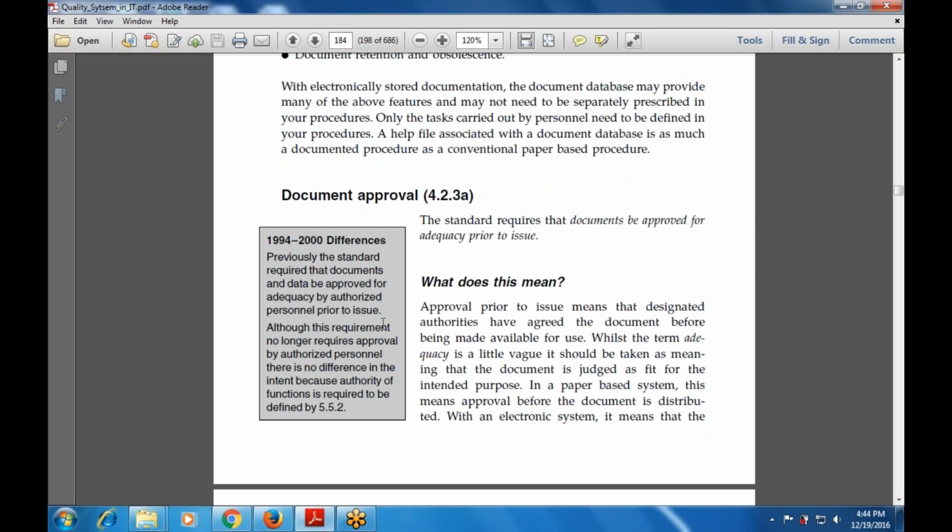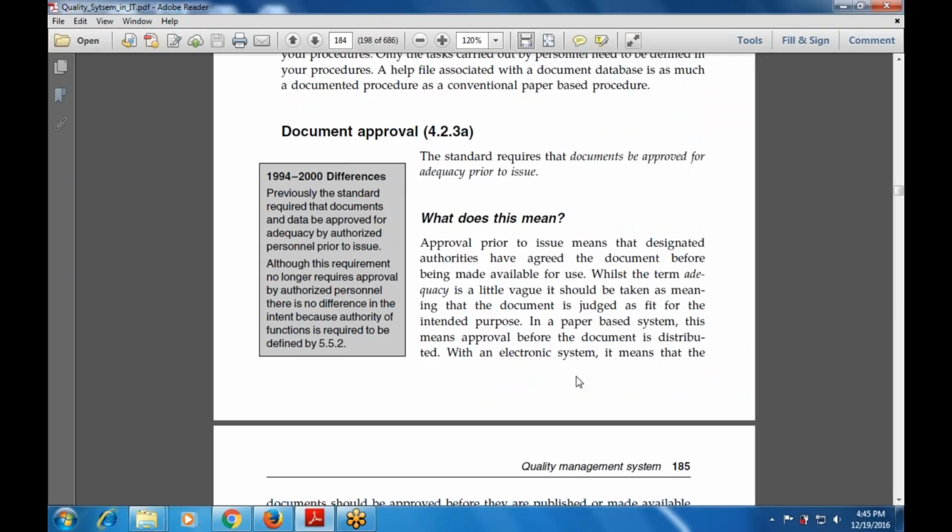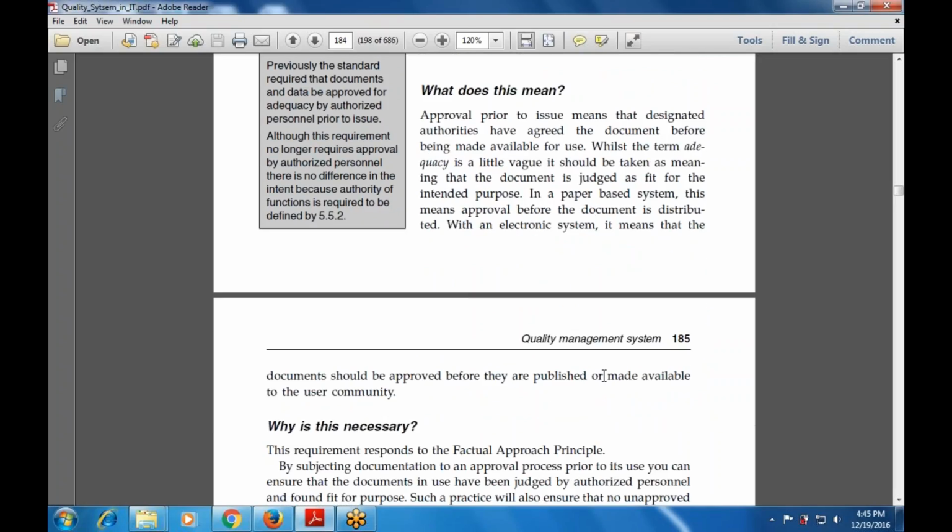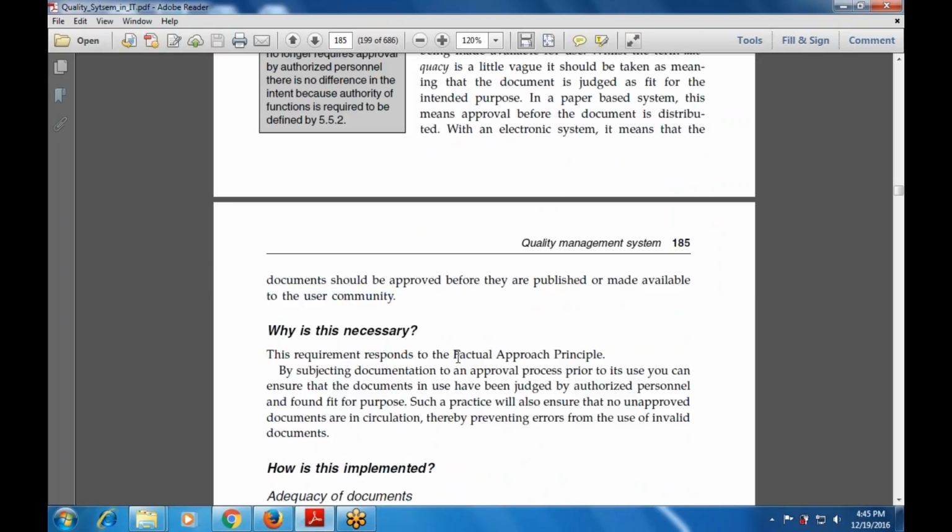Now, the last part is document approval. Everything is done. Now the document requires approval from the management before it is available for use. There is a check known as the adequacy check for the document approval. In the paper-based system, this means approval before the document is distributed. And with an electronic system, it means that the document should be approved before it is published or made available to the user community. Why is this necessary? Because this responds to the factual approach principle.